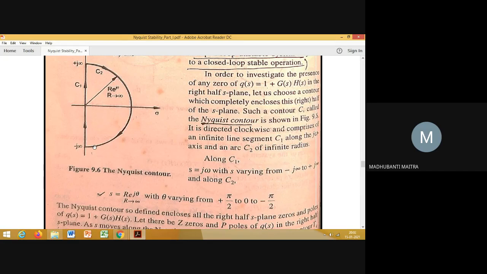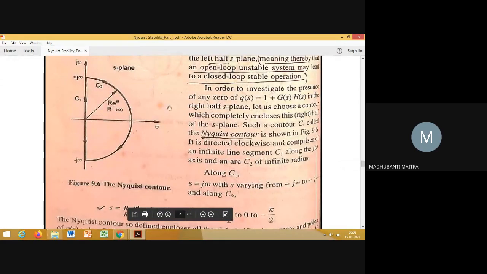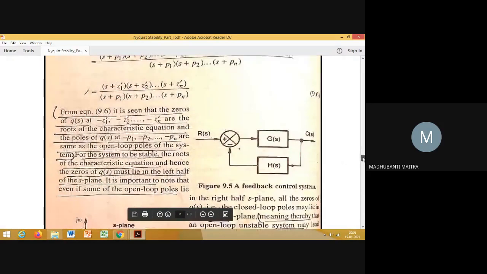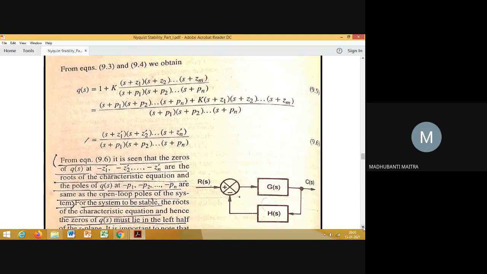For this Nyquist contour, if Q(s) is given, that means if the open loop transfer function is given, then Q(s) is known. We are determining the closed loop stability of the system from the open loop frequency response. So for this Nyquist contour on the S-plane, we'll get a closed contour on the Q(s) plane. Now this Q(s) is the characteristic equation, and this is the mapping function. So we'll get a closed contour on the Q(s) plane, yes or no?